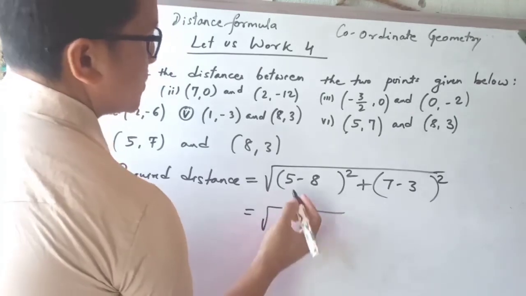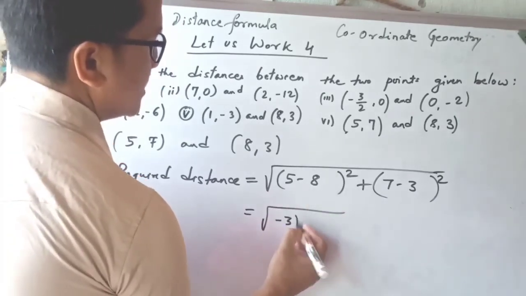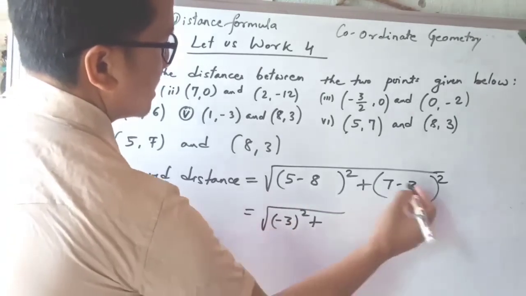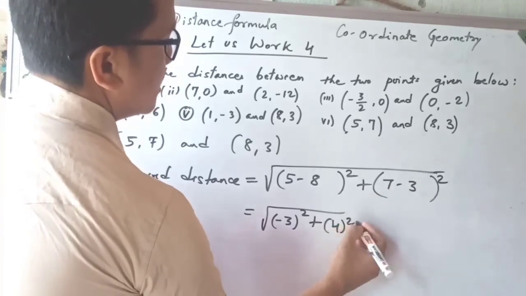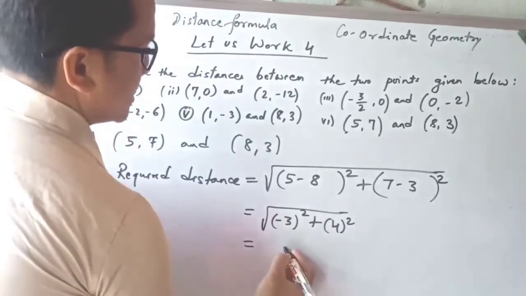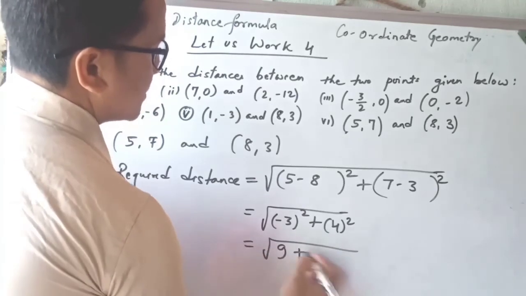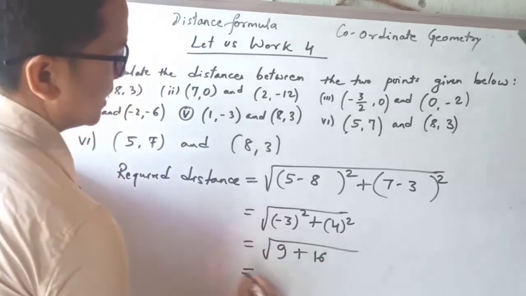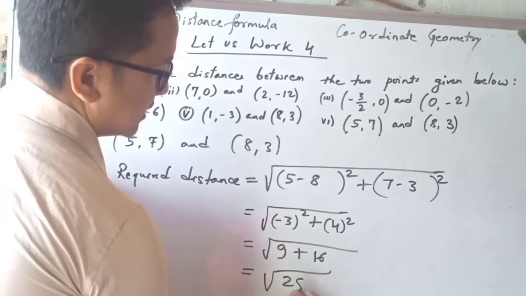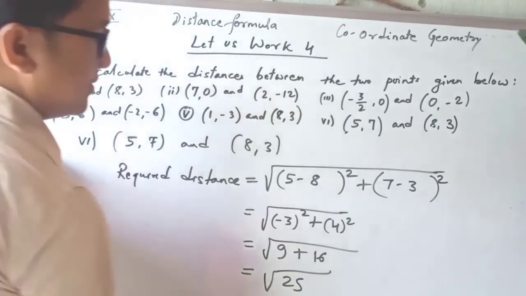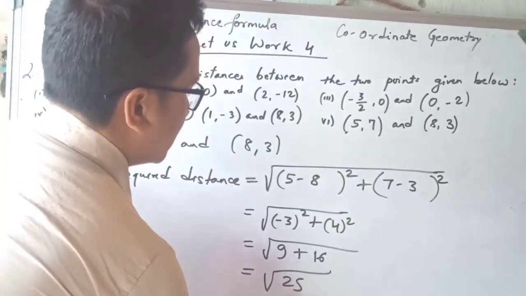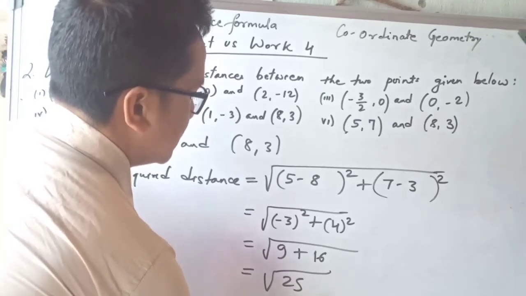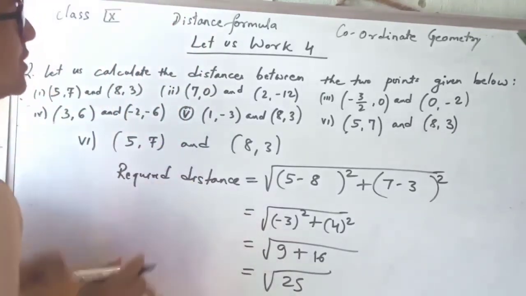When you subtract 5 and 8, we get minus 3 square. When you subtract 7 and 3, we get 4 square. The square of 3 is 9, and the square of 4 is 16. When we add this, we get 25, and 25 is the square of 5, so the answer will be 5 unit. In this way, this type of question can be solved.